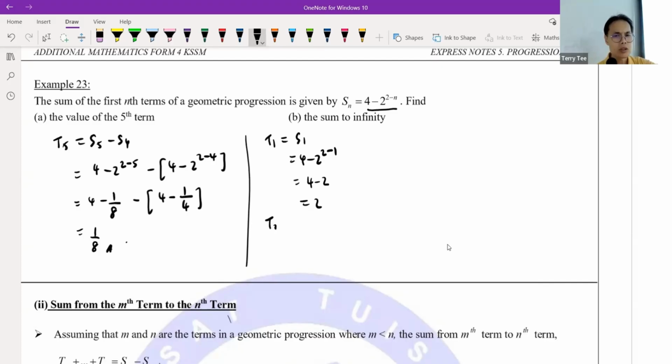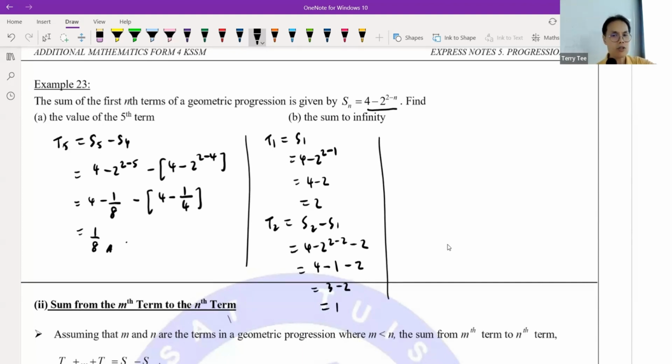What's your T2? Your T2 is S2 minus S1. I know S2 is this, 2 to the power 2 minus 2. S1 is 2. This is 4 minus 1, right? 2, anything power 0, 2 power 0 is 1. So this is actually 3 minus 2. My T2 is 1.